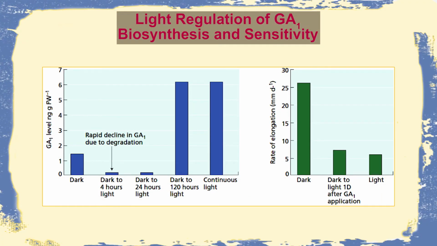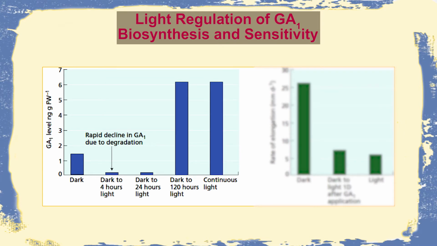Light, the most important environmental factor for plant, can influence gibberellin biosynthesis as well as sensitivity. The left graph with pea seedlings shows that in dark there is moderate level of gibberellin synthesis. When this is exposed to light, there is an immediate and rapid decline in the gibberellin level. This low level continues for about 1 day, and then onwards there is a dramatic increase in the gibberellin level.